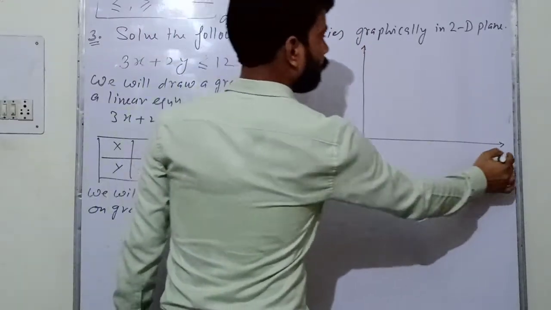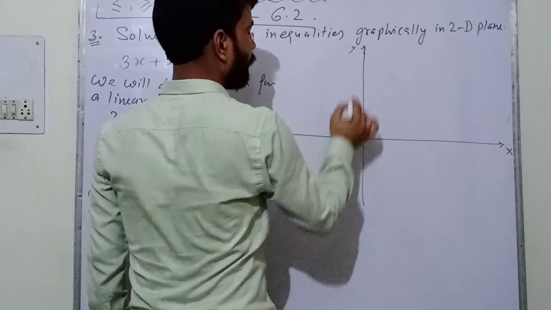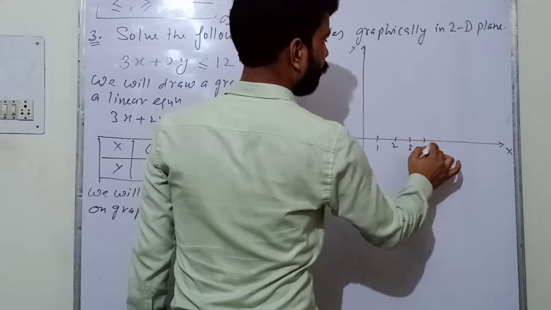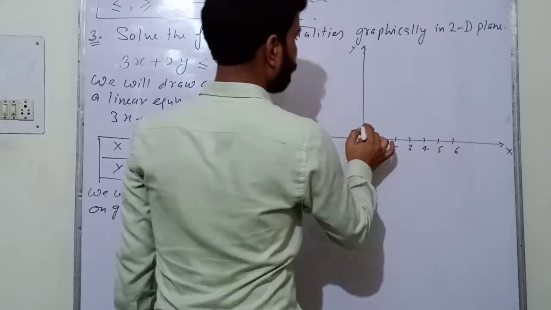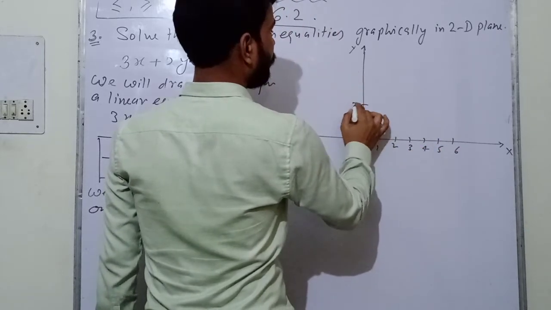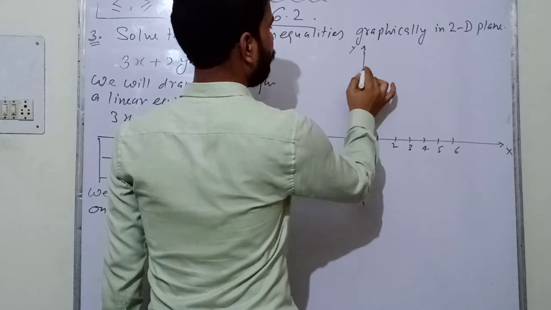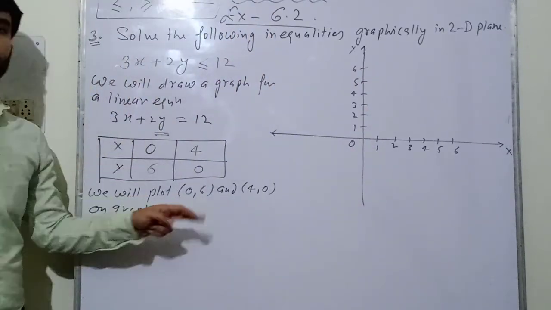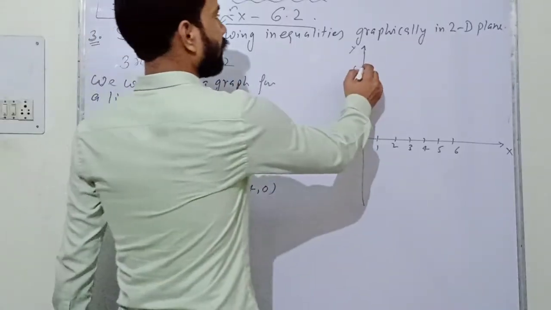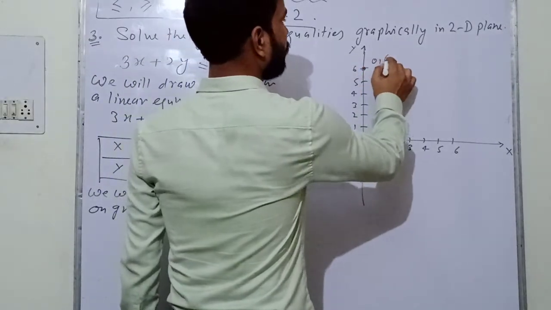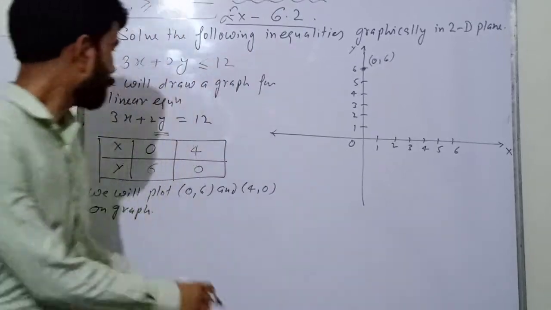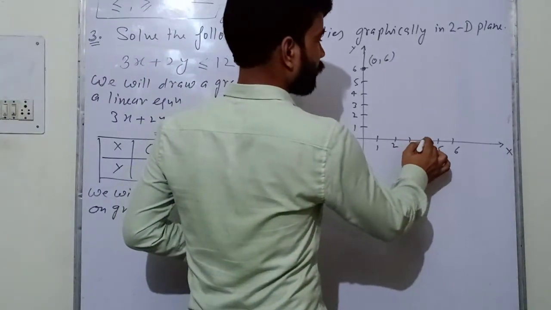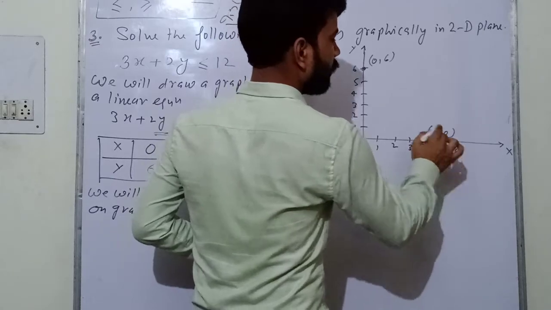So we will draw a graph with the x-axis, y-axis, and origin, marking 1, 2, 3, 4, 5, 6 on each axis. The very first point is 0, 6. It will lie on the y-axis. So this is the point 0, 6. The second point is 4, 0. It will lie on the x-axis. So this point is 4, 0.